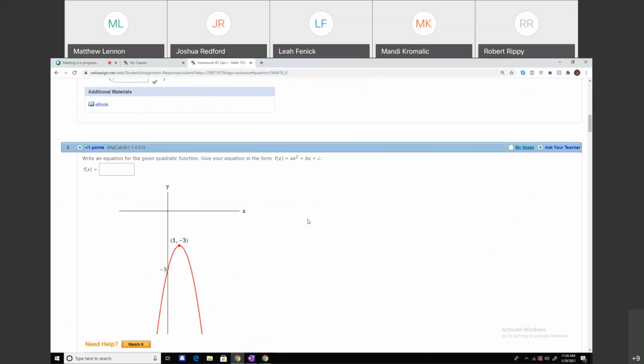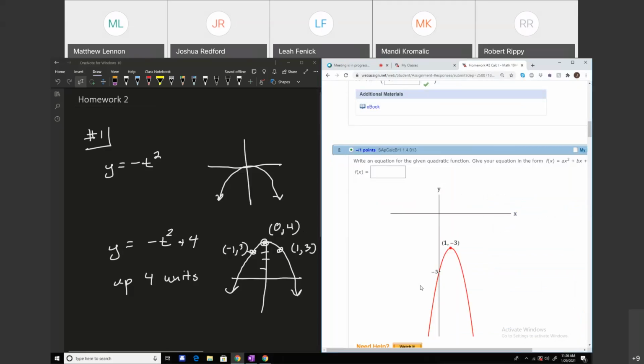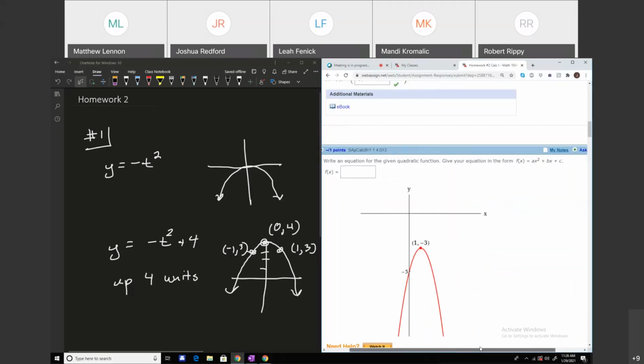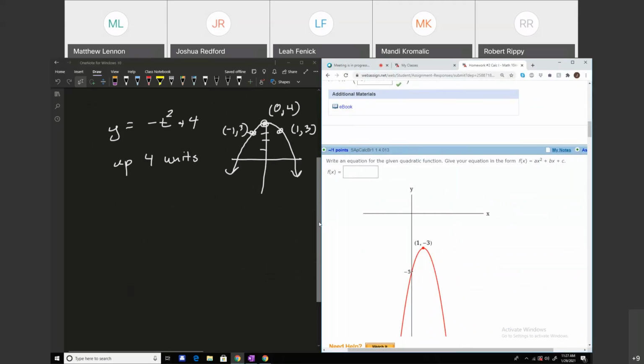Okay, write an equation for the given quadratic function. Give your equation in the form. Oh yeah, so this one's a little bit tricky. Basically, they want us to complete. Oh, they give us the points though. Okay, I thought they wanted us to do something more complicated.